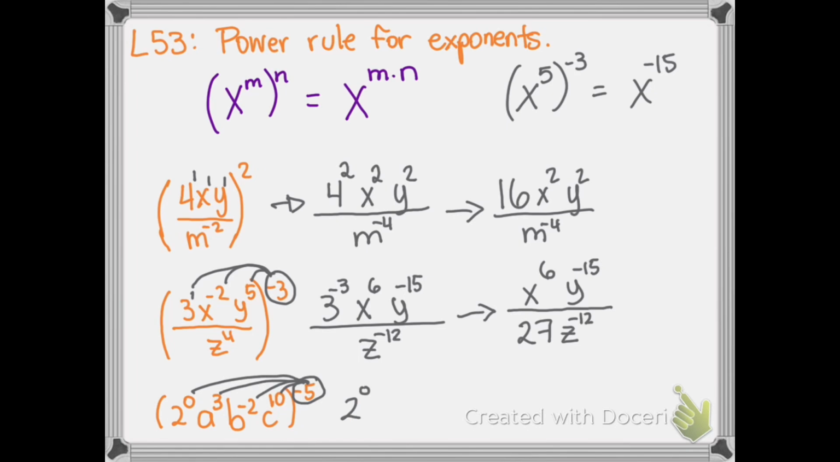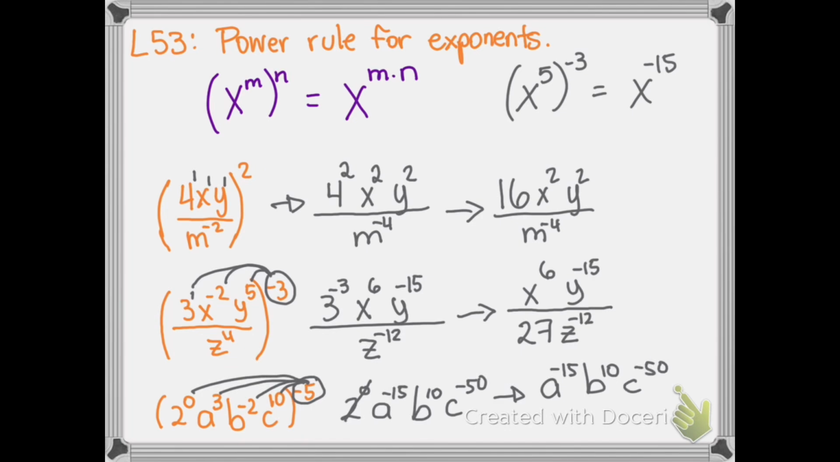Then we'll do the a, that is 3 times negative 5 is negative 15. Then we'll do the b, which is negative 2 times negative 5 is positive 10. And then we'll do the c, which in this case is negative 50. And again, to simplify, we just have to get rid of that 2 to the 0 power. So our answer will be a to the negative 15, b to the 10th power, and then c to the negative 50. And that's it.